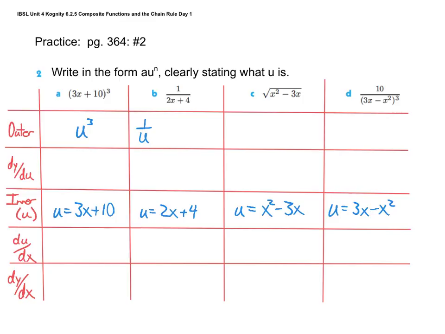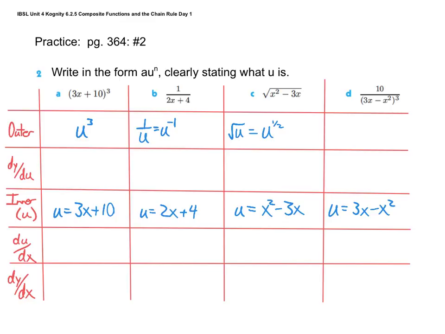Now, I don't know how to take the derivative of 1 over u, but how could I rewrite that? You could rewrite it as u to the negative 1. Yeah, u to the negative 1. Okay, so u to the negative 1 is how I'll rewrite that. So now I know I could take the derivative of that. How about for C? Square root of u. And in order to take the derivative, I would rewrite that as u to the 1/2.